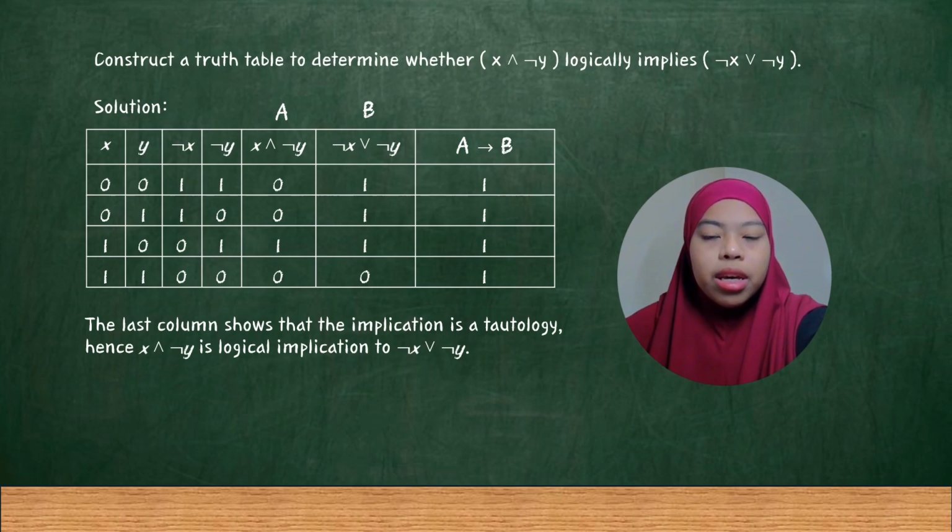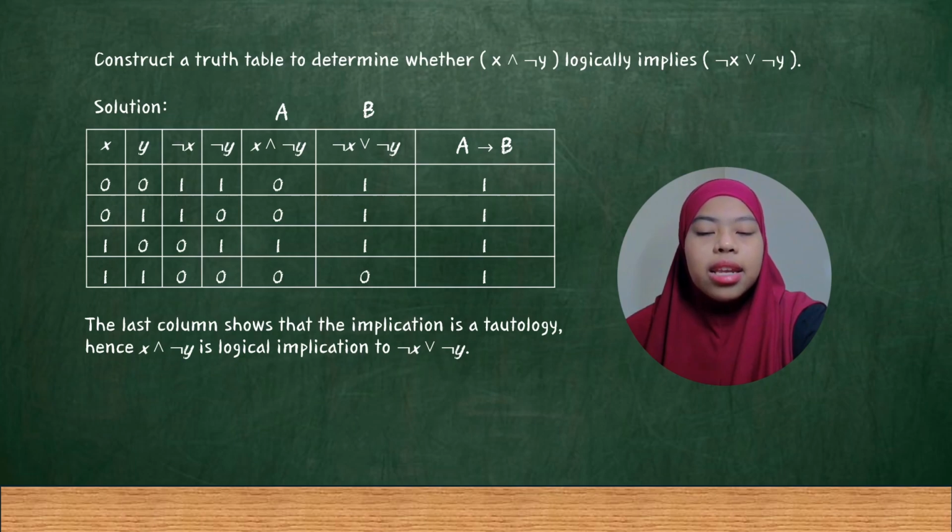For the last column, a implies b, we could see that all the truth values are true, or we call it a tautology. Therefore, we can conclude that since the truth value of the final column is a tautology, which is all true, we can say that x and negation y logically implies negation x or negation y, or we could also write it in symbolic form.